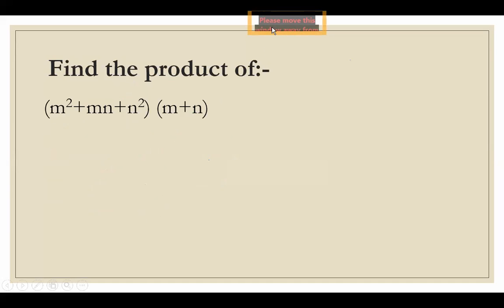Very good. Now, students, here you can see that the terms are 1, 2, 3. That means it's a trinomial. Can we find the product of these terms? What is the meaning of product, students? Multiply. Can we multiply this trinomial with this binomial? Yes, we can multiply. First term, second bracket, second term, second bracket, third term, second bracket. Clear?